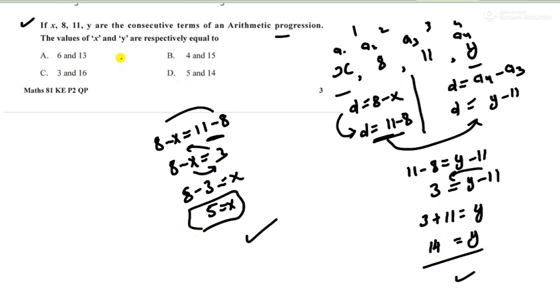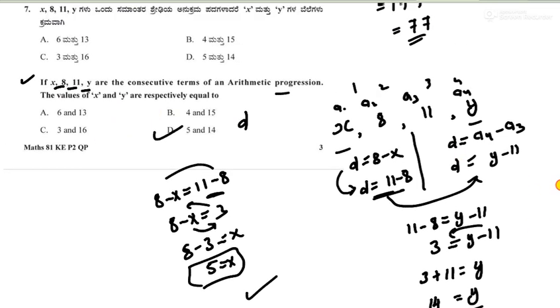Okay, 5 and 14. Option number D is the right answer. Got it? So they are very easy. Just you have to equate with d. That's why they have given like this. The difference remains the same in AP. That's what you have to do. That is the logic which you are going to apply here. Okay, now moving to the next question. I guess this is question number 7, right?